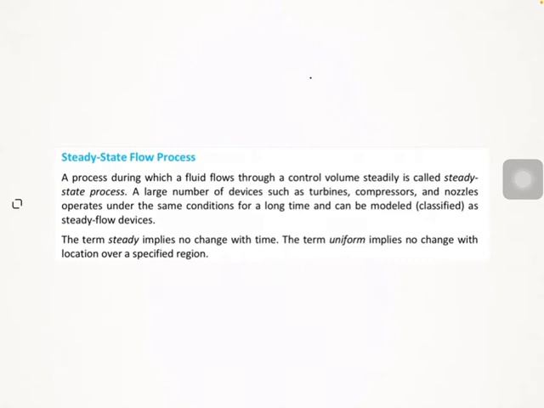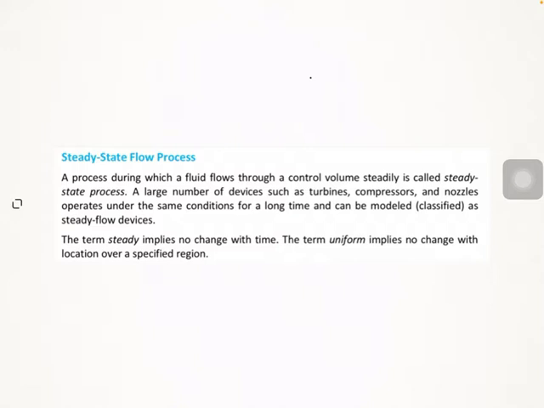Now we will tackle the steady state flow process as a continuation of our first law. Since we already derived the general equation, let's now continue on the steady state, steady flow process. A process during which a fluid flows through a control volume steadily is called a steady flow process.